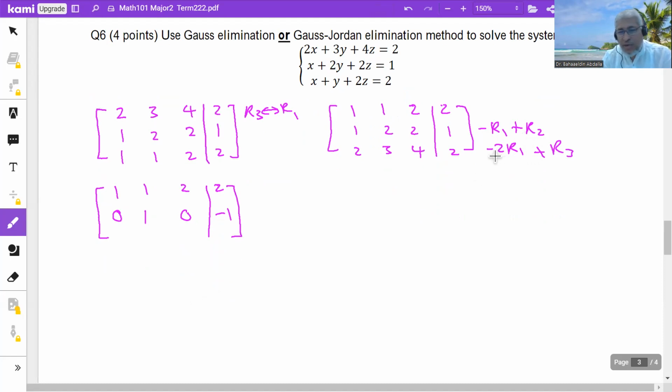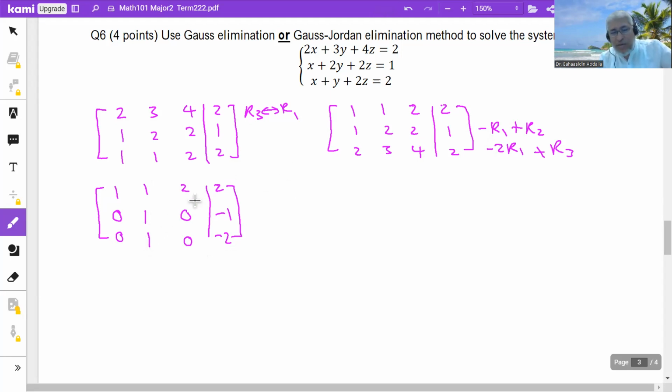Now let us do the second one, -2R1 plus R3. So -2 times 1, -2 plus 2, that's 0. -2 times 1 plus 3, that's 1. -2 times 2 is -4 plus 4, that's 0. -2 times 2 is -4 plus 2, that's -2. And now the first column is good. The second column, this number in the middle should be 1. Well, it is 1.